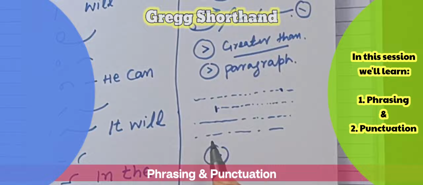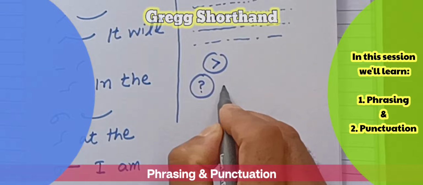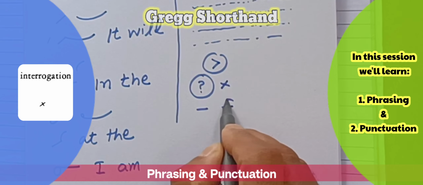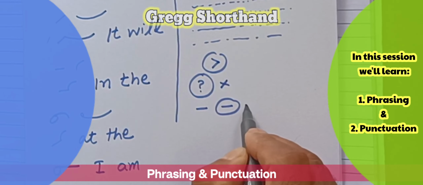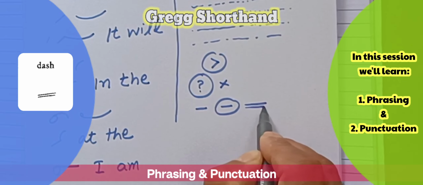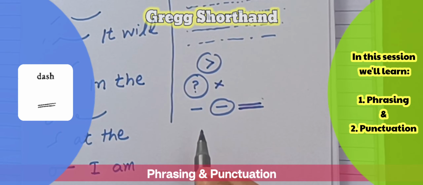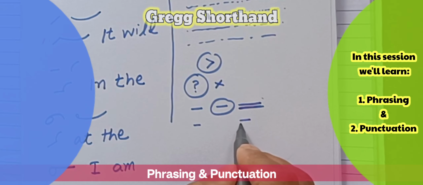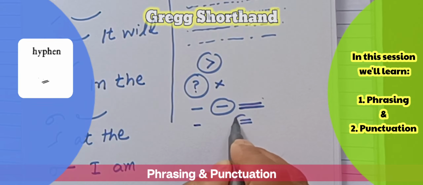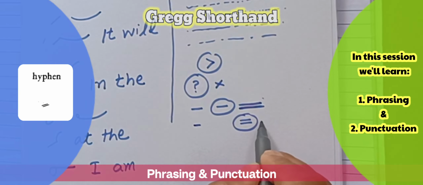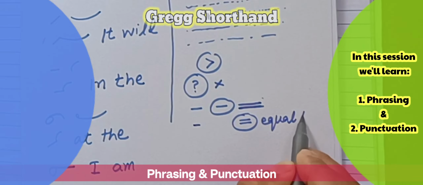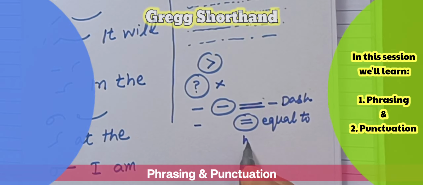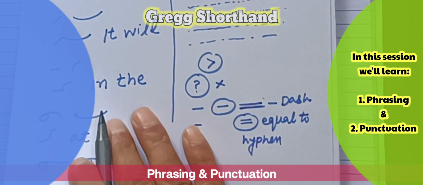Now next we have the interrogation mark or question mark. How do we show this? We show it like this, by a cross. To show a dash, which in English language is a dash, but in Gregg Shorthand, how do we show this? We draw two lines to show this. Now we have hyphen. How do you show hyphen? You draw two small hyphens, like an equal to sign in English language. This is a dash, this is hyphen in Gregg Shorthand.